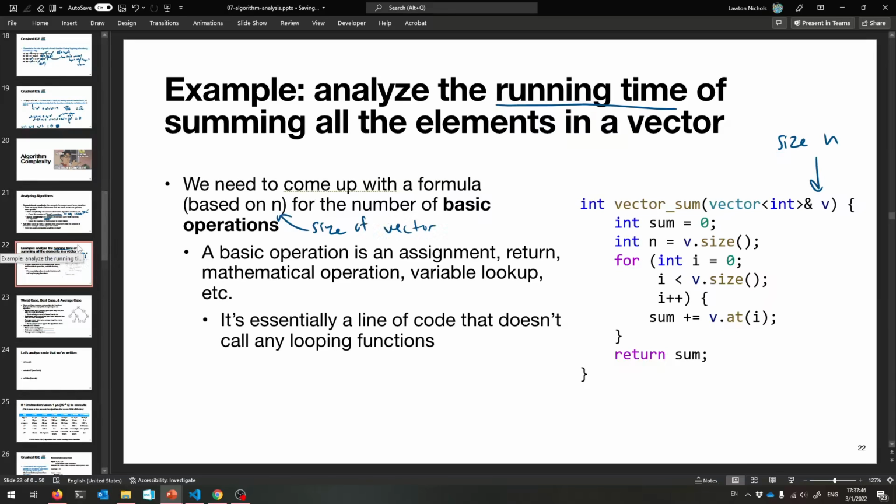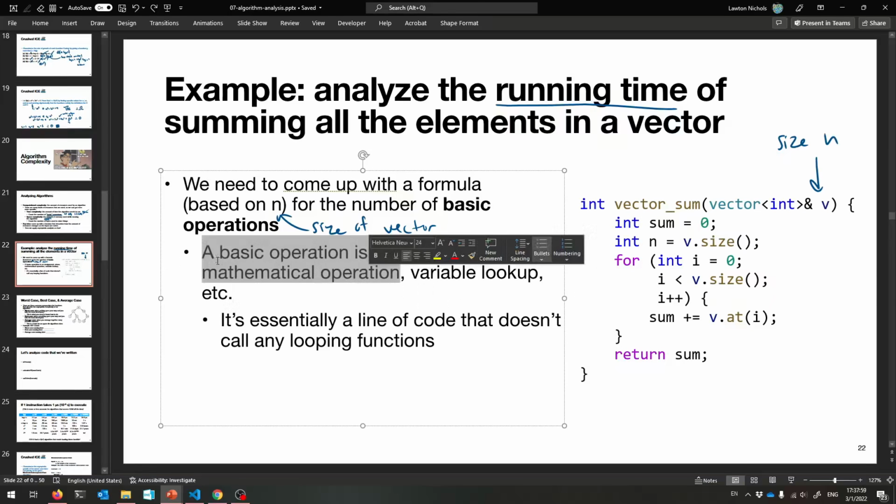So what is a basic operation, you might ask? Let's define it to be this. Let's say that a basic operation is any of these things. It's an assignment statement that takes one basic operation to assign a value to a variable. It takes one basic operation to return a value from a function. Any mathematical operation like plus or times or divide or mod, that takes one basic operation to perform that in the CPU.